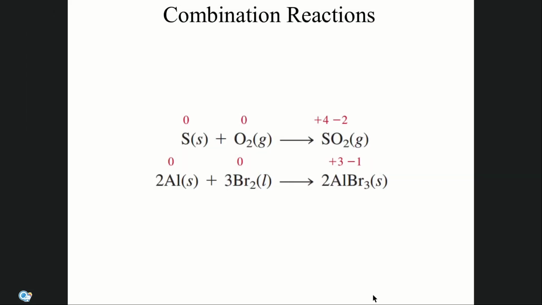Among the most common oxidation-reduction reactions are combination, decomposition, combustion, and displacement reactions. A more involved type is called disproportionation reactions, which we will also discuss. Okay, let's start with combination reactions.